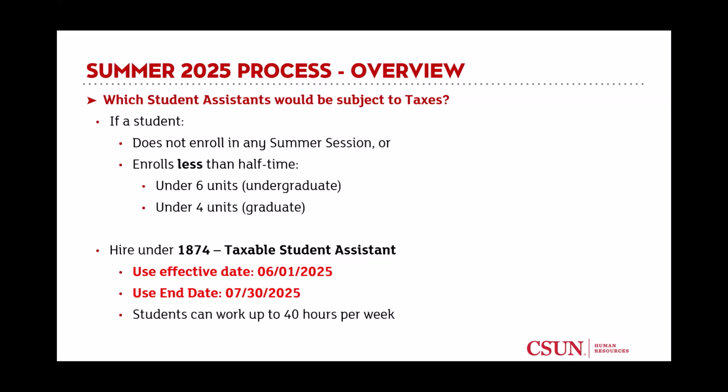The 1874 taxable student assistant position is used for the summer months of June and July. Those are mainly the months that we're looking at. And I'll talk about the transition into August and reverting everyone back to using their fall enrollment. While they're under the 1874 taxable student assistant job code, they can work up to 40 hours per week.